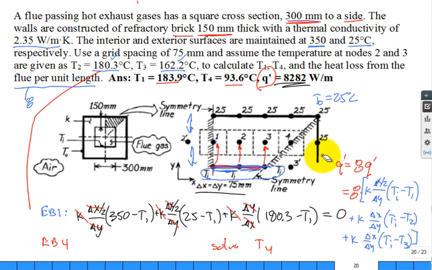Can you do this one? Can you finish it out? Can I stop here? All right. Let's do that. We'll stop.